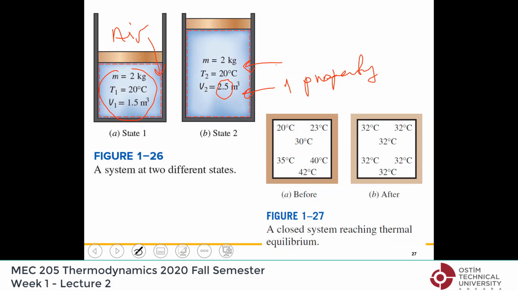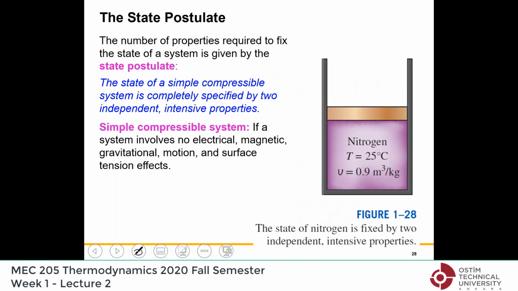Look at this figure on the right. It is like 20 degrees here, 30 degrees there, whatever. Now, this system is obviously not in thermal equilibrium because the temperature is not the same. If you wait long enough, and if it is well insulated, the temperature will equalize, okay? And at the end, it may become like 32 degrees everywhere. Now here we have thermal equilibrium. But this on the left is not in thermal equilibrium.